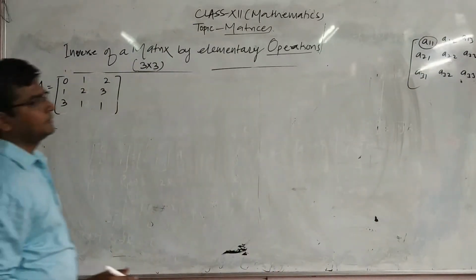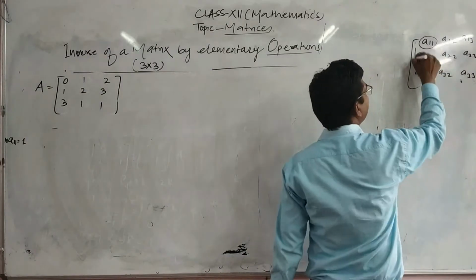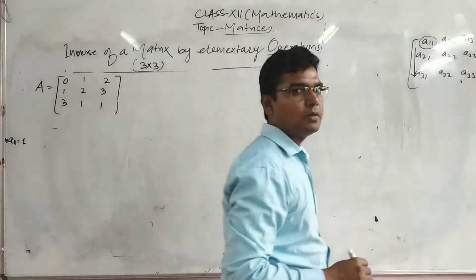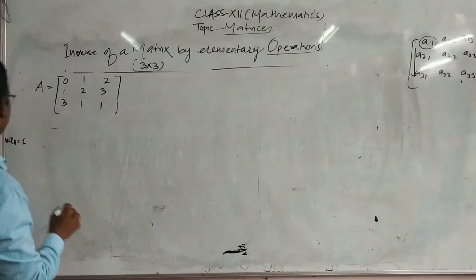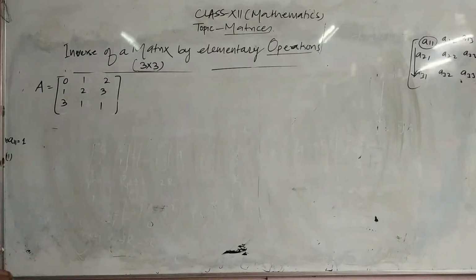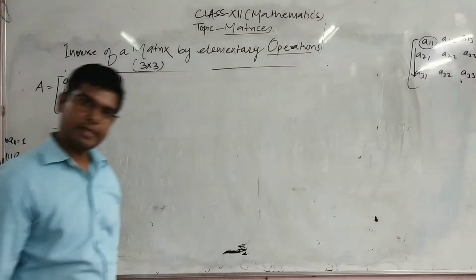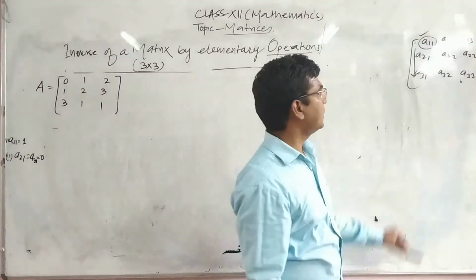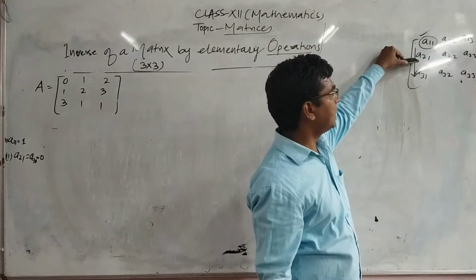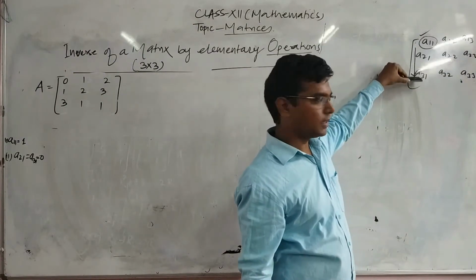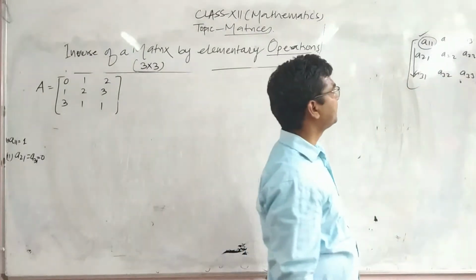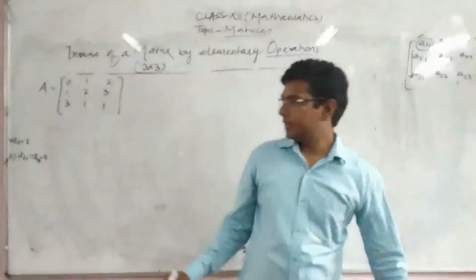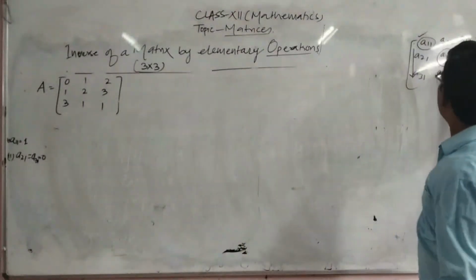After that, the elements vertically below this element, A21 and A31, we will convert to 0. First of all, we will make A11 equal to 1. Then the vertically downward elements A21, A31, we will make them 0. Clear?